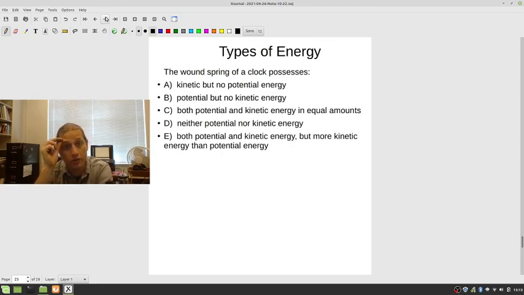A wound spring of a clock possesses potential but no kinetic energy, because this wound spring is holding elastic energy that it is going to give up and transform into kinetic energy as the clock unwinds.